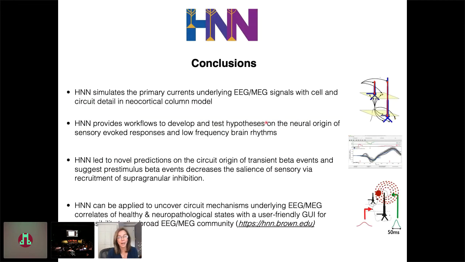Okay, so to conclude, I've shown you that HNN simulates the primary currents underlying EEG and MEG signals with cell and circuit detail in a neocortical column model that's under thalamocortical and cortical-cortical influence. We provide workflows to develop and test hypotheses on the neural origin of sensory-evoked responses and low-frequency brain rhythms, focusing right now on alpha, beta, and gamma. HNN applied to our data has led to novel predictions on the circuit origin of these transient beta events, suggesting that these pre-stimulus beta events are decreasing the salience of sensory information via the recruitment of supergranular inhibition.